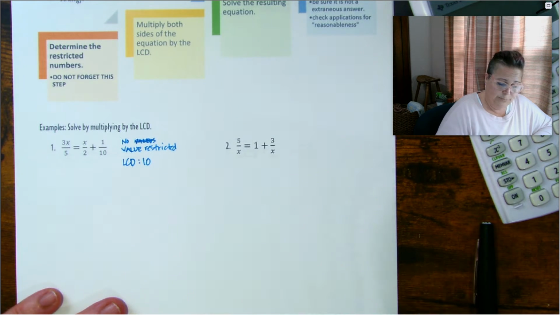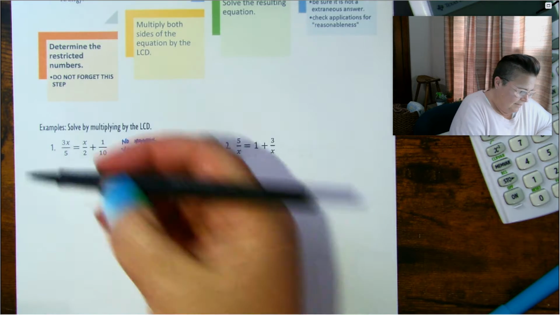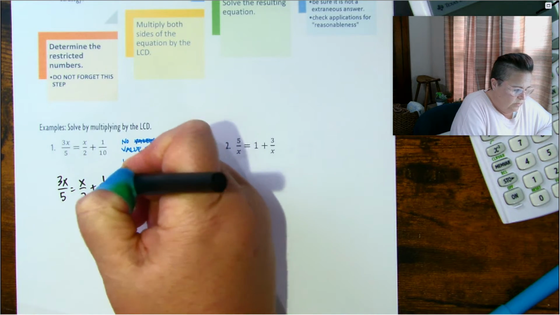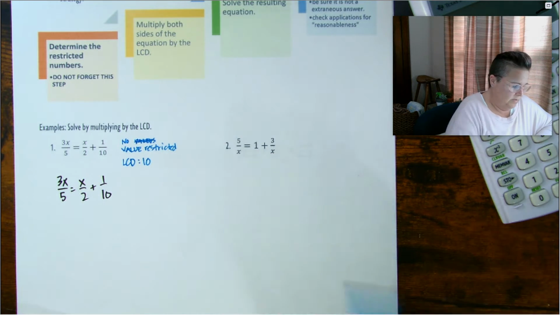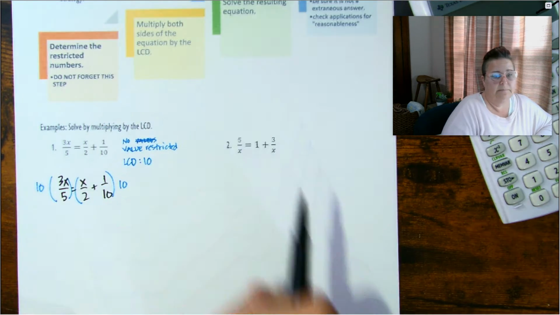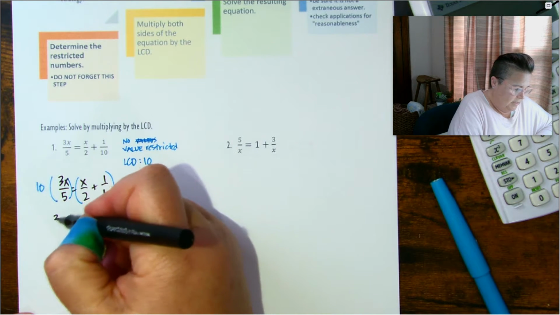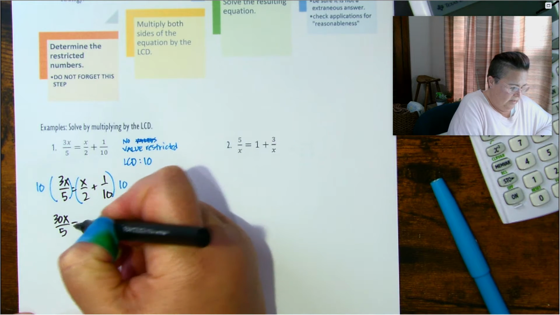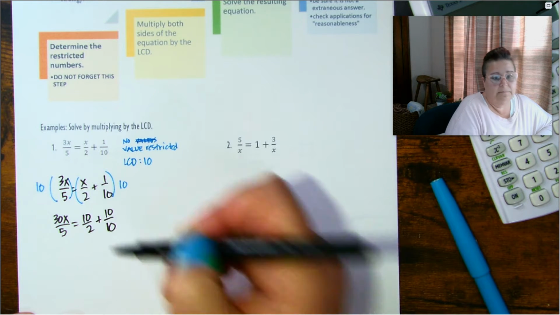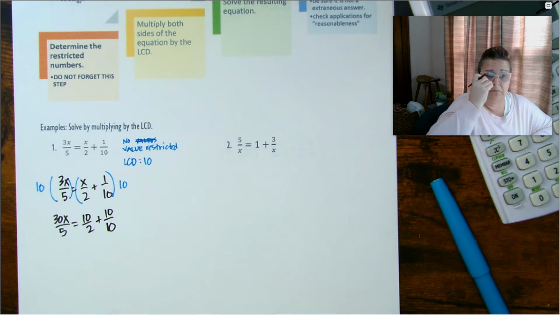So what we're going to do, we've done this before, we did this way in the beginning, it's going to seem so old hat, is take the 3x over 5 equal to x over 2 plus 1 over 10, and we're going to multiply both sides of this by 10, right? When we do that, we're going to get 30x over 5 equal to 10x over 2 plus 10 over 10. That should be able to cancel, right?